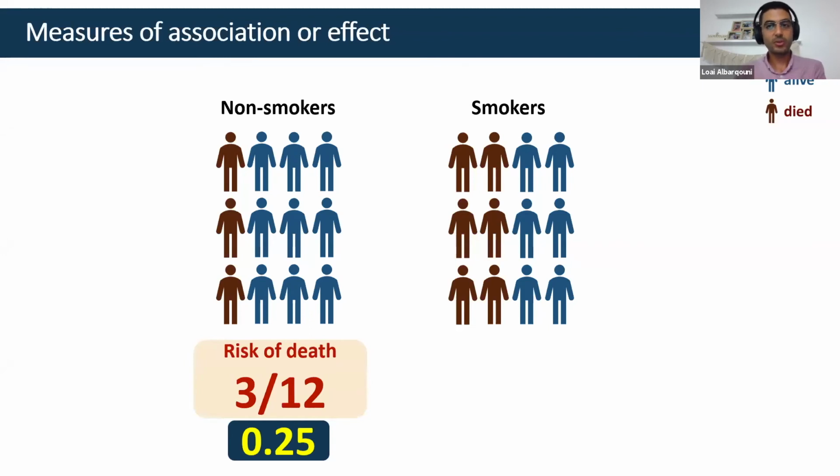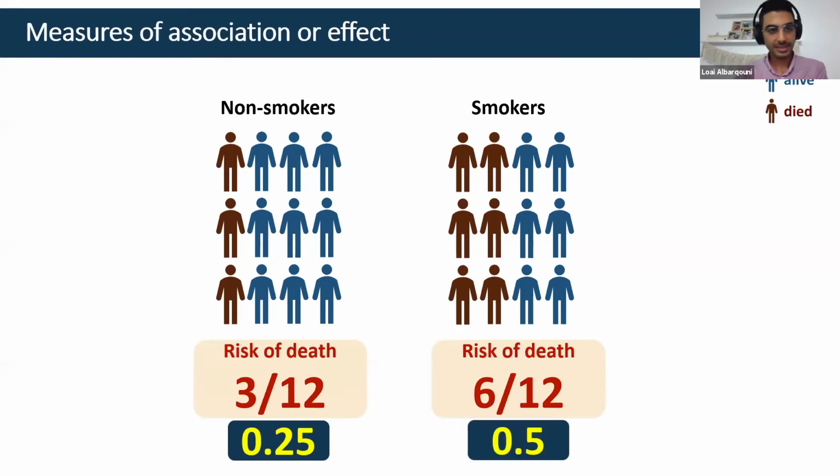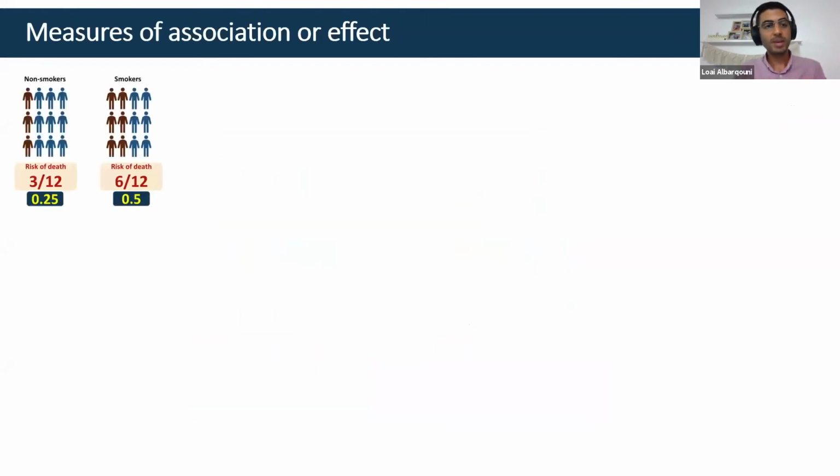What about the smoker group? That's 6 out of 12. Exactly, that's 50%. Now, to compare between the two groups, you have one of two options. I don't think you could compare between two groups apart from these two options.